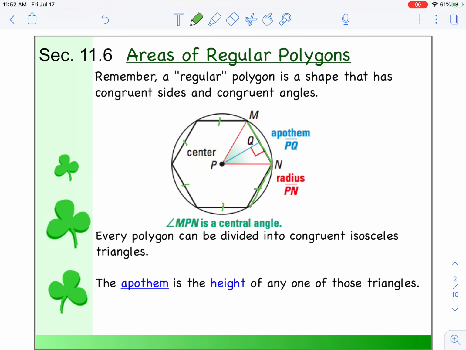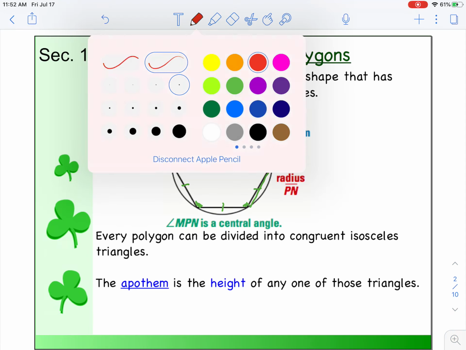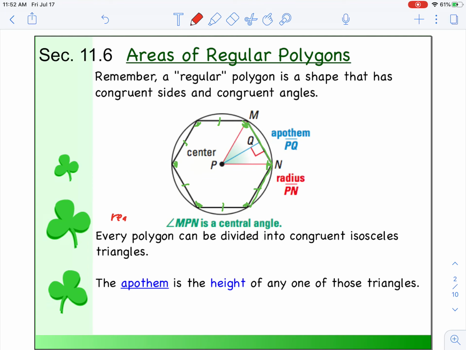So all of these sides right here are congruent. So all of these are congruent. And of course, all of the angles are congruent. So all of these angles will be congruent. So this angle right here, and this angle right here, and this angle right here, all of them.